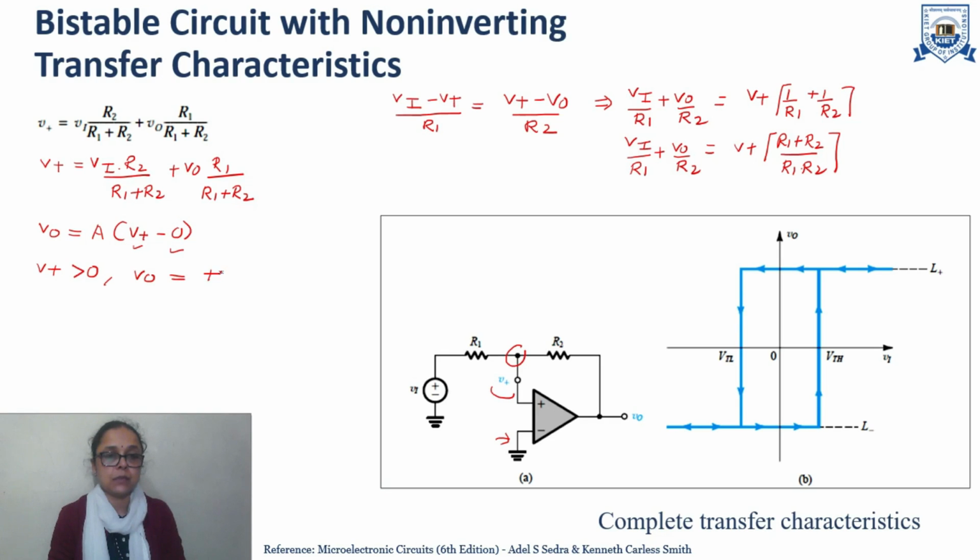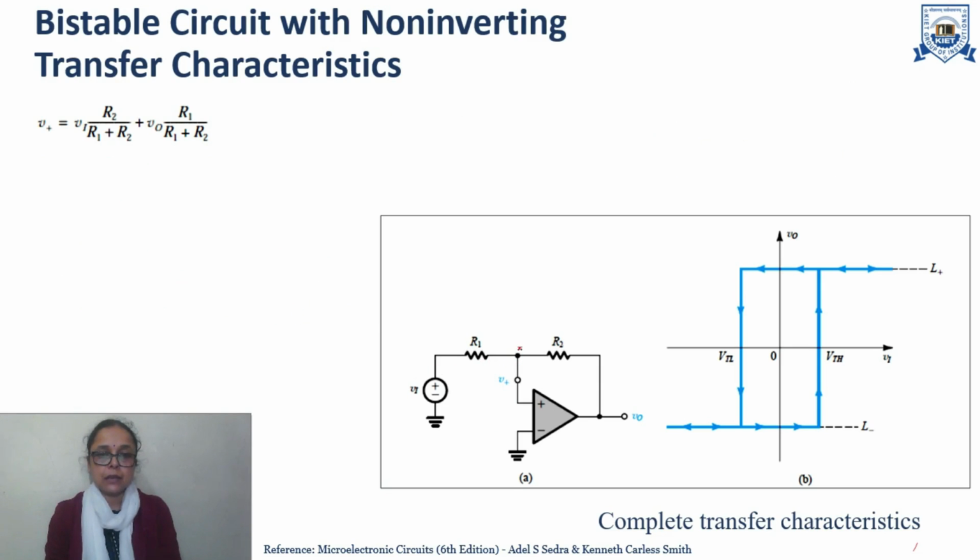will be plus V sat, or we can say this as L plus also. This is the saturation voltage, and whenever the V plus voltage is less than 0, the output will reach minus V sat, or it can be said as L minus also. Now, we have calculated this voltage V plus. So, seeing the amplifier characteristics, it is given by Vo is equal to A times V plus minus 0, because this voltage is at ground potential.